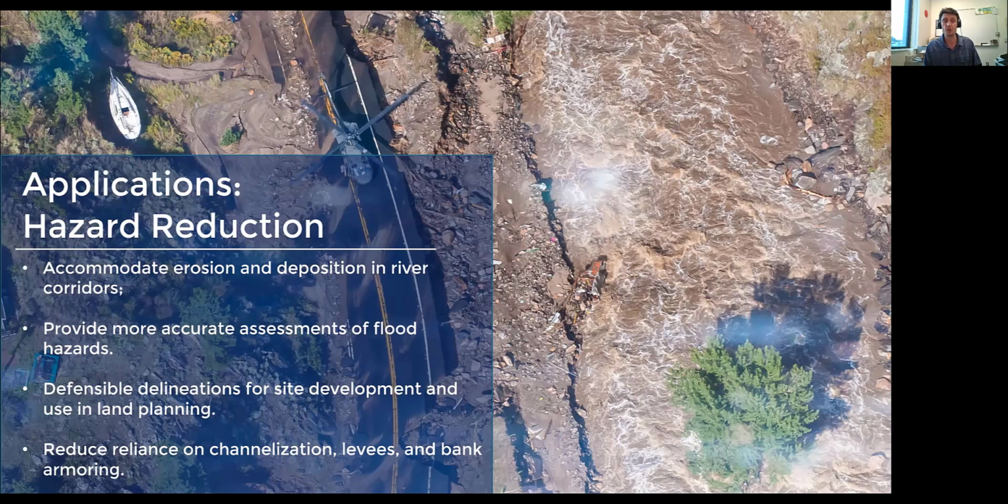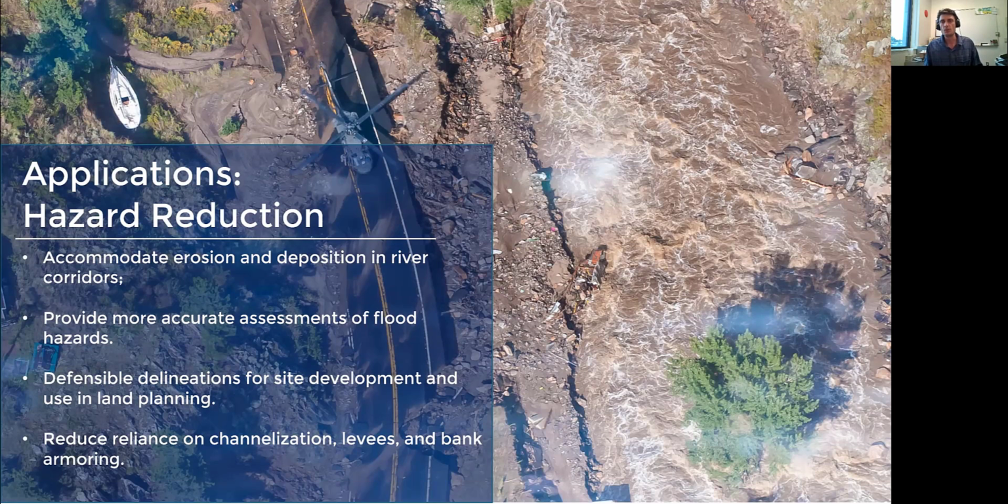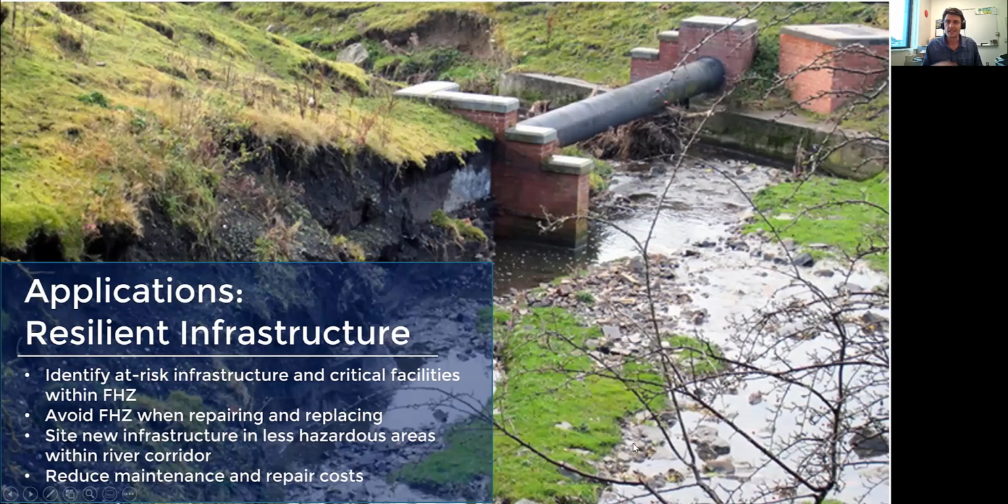Ultimately, we'd like to reduce reliance on methods that try to train and engineer the channel to be where it wants to be, such as channelization, levees, bank armoring. When we do these engineering works, obviously there's areas where we need to protect important infrastructure where we have already a lot of urbanization. At the same time, they're just kind of transferring the problem downstream. So where you riprap a bank in one place, you're going to have some erosion, more erosion potentially where that riprap ends. So ultimately, this could lead to more resilient infrastructure in the river corridor.